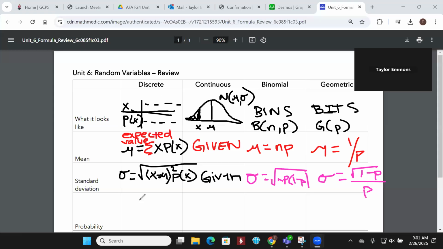Okay, so for discrete, when we talk about the probability, you're gonna use the values in the table. So remember with discrete, they'll have values across the top, then they'll have the probability at the bottom. You'll just use the probabilities at the bottom to help you figure out whatever the question is. Continuous is you're going to find the area under the curve using your z-score formula. Okay, and then you would go to your table and find the area.